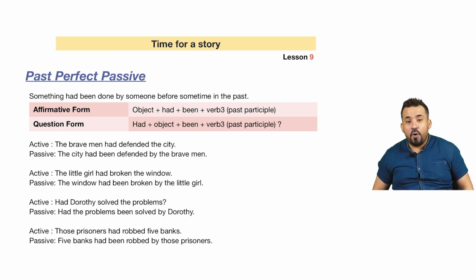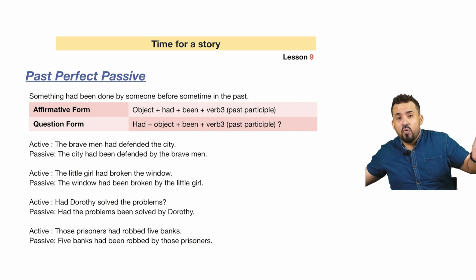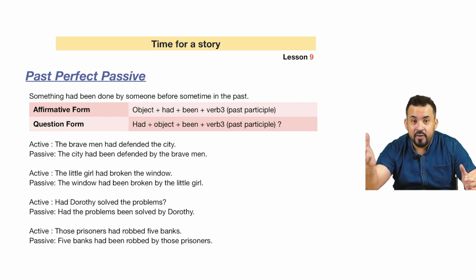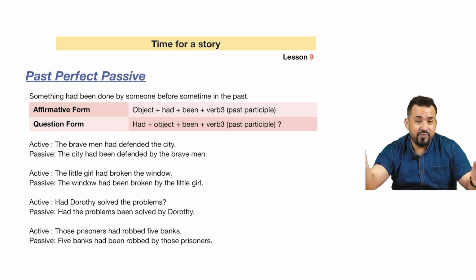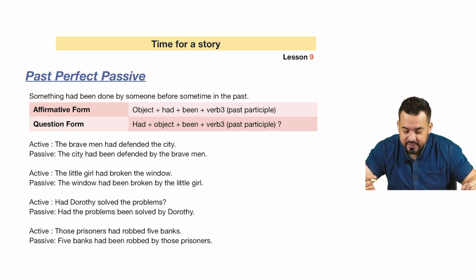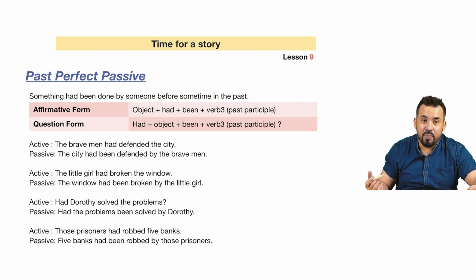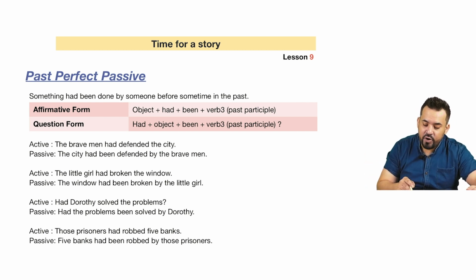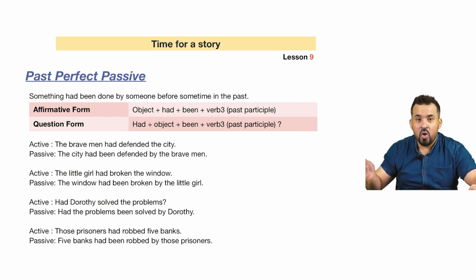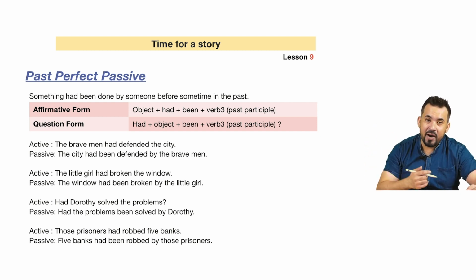Okay, now past perfect passive. Exact same thing. We will just add been after the auxiliary, and this time the auxiliary will be had instead of has or have, and we don't need to worry about singular or plural because past is always had. Okay, so let's take a look. The brave men had defended the city. The city had been defended by the brave men. The little girl had broken the window. The window had been broken by the little girl.